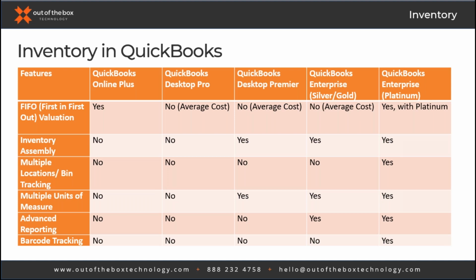QuickBooks Desktop Premier, QuickBooks Enterprise Silver, Gold, and Platinum are able to track inventory assemblies. QuickBooks will let you combine inventory parts and other items to build a product. Once you set up your product's bill of materials, you can start building. When you build a new product, QuickBooks updates the stock of components you use. You don't have to worry about manually tracking your product's parts or materials.